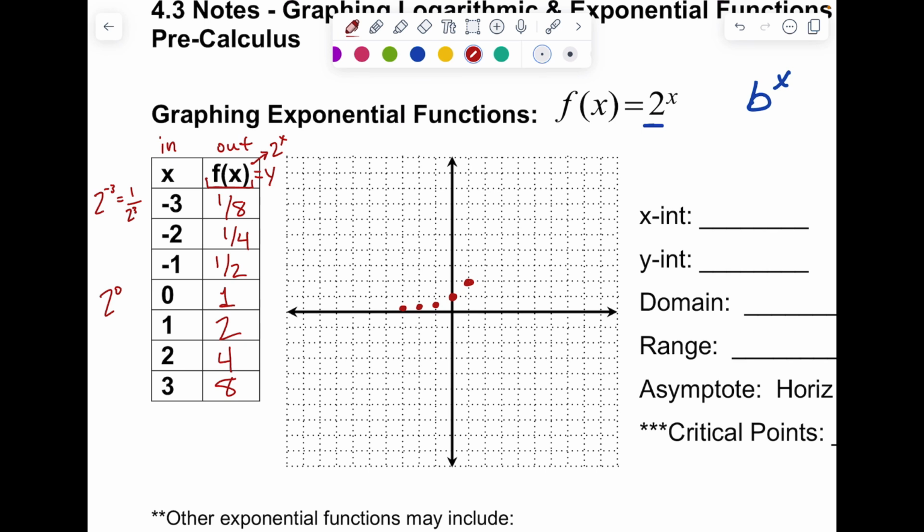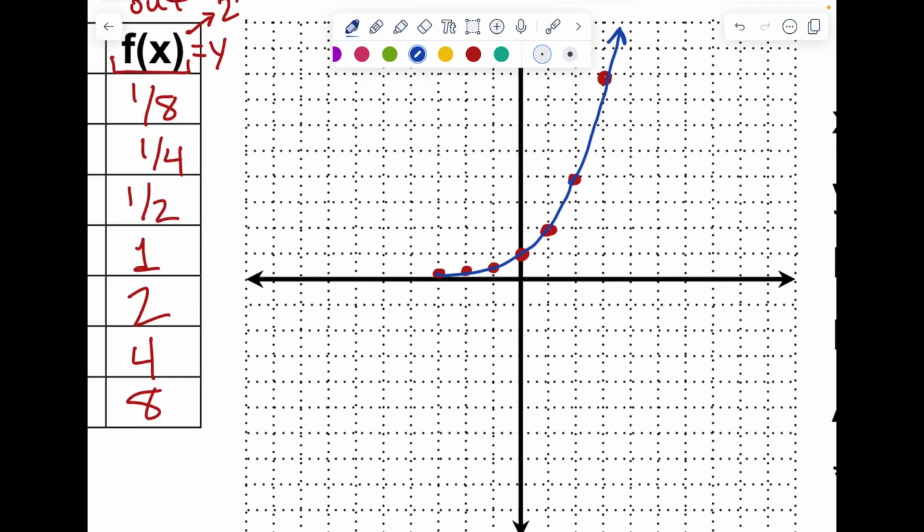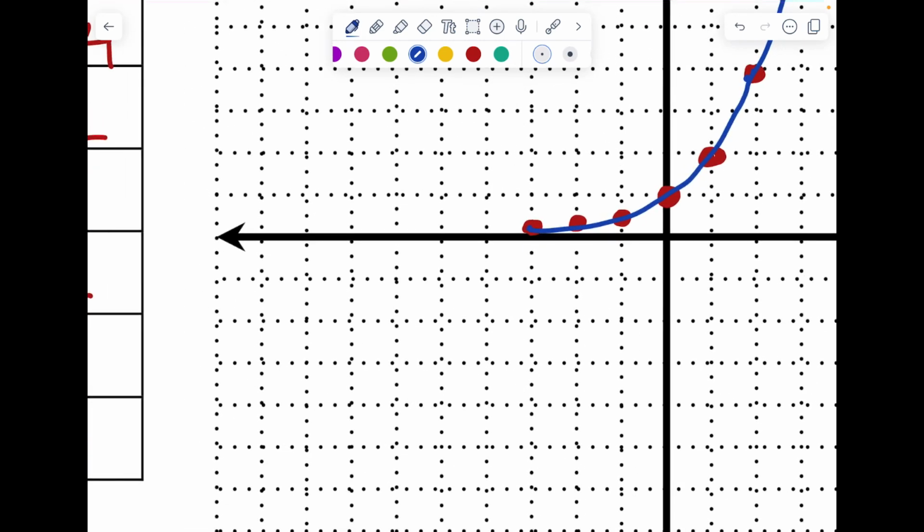So you can see that pretty quickly this graph starts sharply increasing. And then we would want to connect all our dots here with one smooth curve. All right, and that graph would keep going up towards infinity. And then over here on the left side, it would presumably keep getting closer and closer to our x-axis.